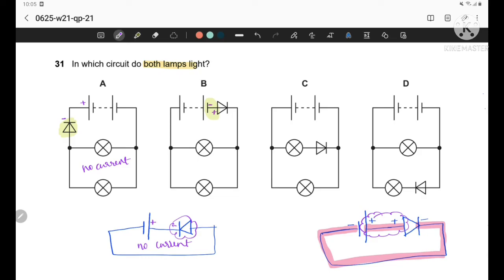In option C, we can see the positive side of the cell connected to the positive side of the diode, and the negative side of the diode is connected to the negative side of the cell, so there will be a current flow through this loop. Hence, the first lamp will light up. Likewise, the current will flow through the second loop also, and the second lamp will also light up. Therefore, the correct answer is option C.